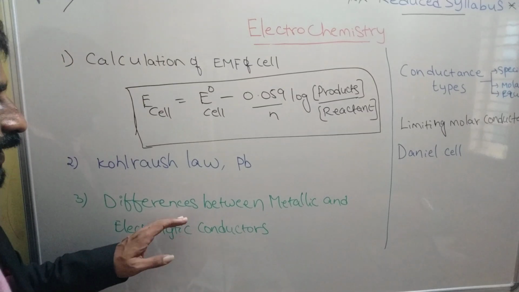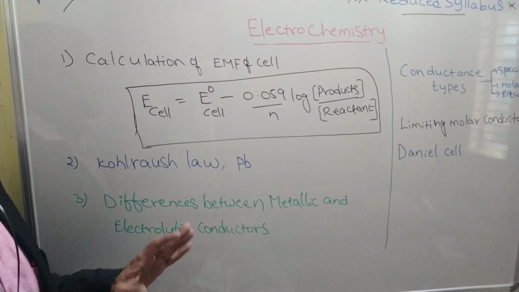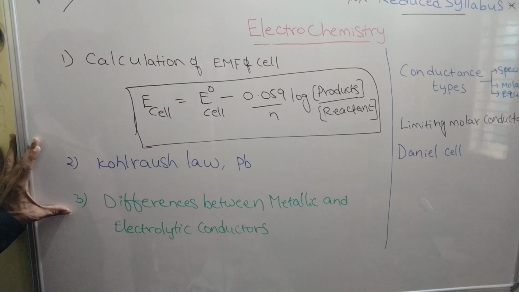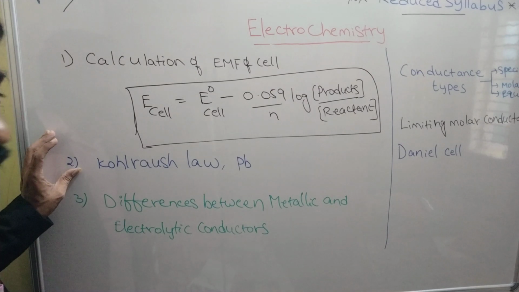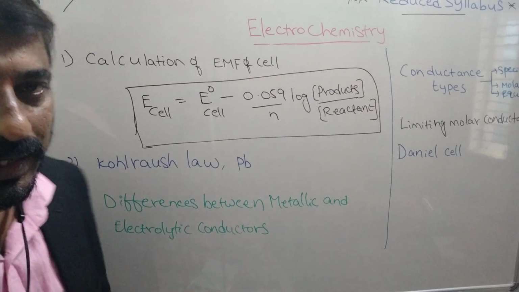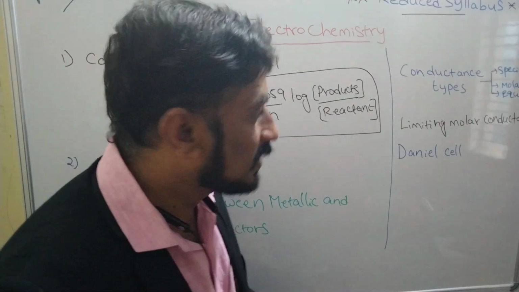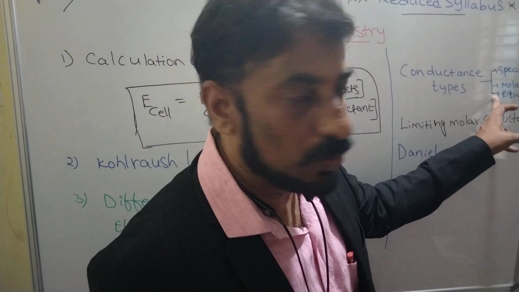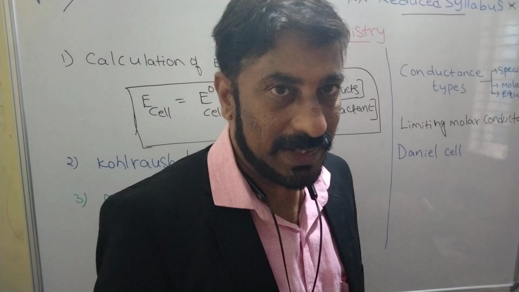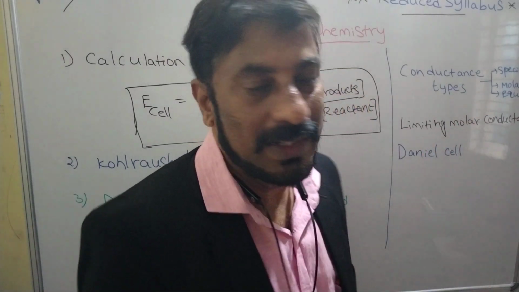Now after that, the second chance is Kohlrausch law and problems based on it. The third one is differences between metallic conductors and electrolytic conductors. These are the maximum chances. In addition, the 2 marks questions are either the Kohlrausch law definition or a problem again, or any two differences between metallic and electrolytic conductors. If these are not asked, then problems are also possible in 2 marks. Conductance types: specific conductance, molar conductance, equivalent conductance, then limiting molar conductivity and Daniell cell explanation.